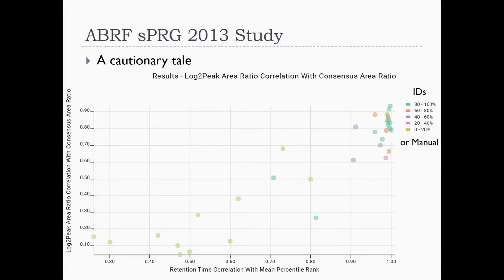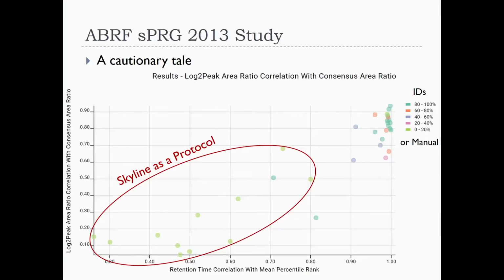So who can explain what we see in this graph? Where are all the people who had no IDs, basically? 0 to 20% meant they had very few IDs and very little attempt to do any manual integration. They're all here with really terrible correlation to the right thing. So these are people that I would say tried to use Skyline as a protocol, a set of steps, output, and they sent us the output.